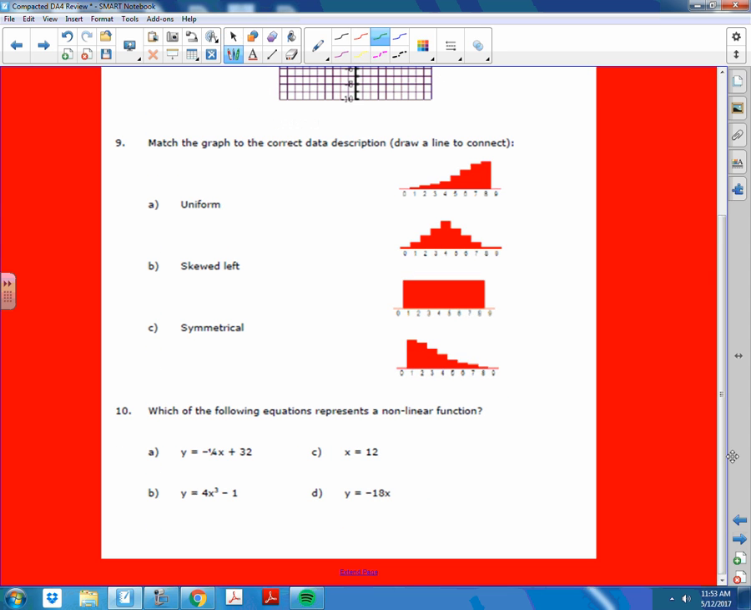Number 9. This is uniform, this is skewed left, and this is symmetrical.